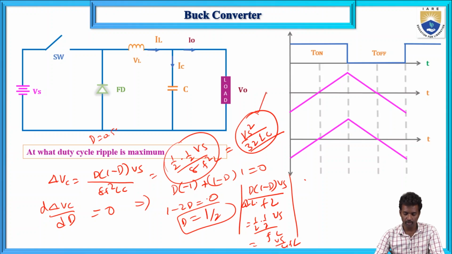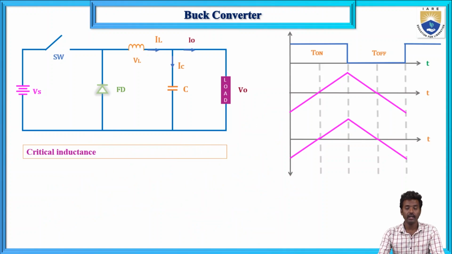This is the maximum ripple current voltage. This is the maximum ripple voltage. And next, critical inductance. So first, define the critical inductance: the minimum inductance for which the inductor current becomes just continuous.